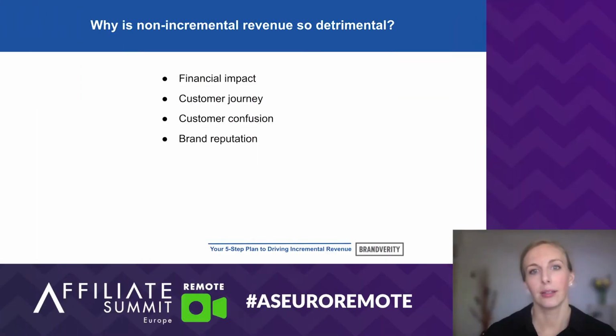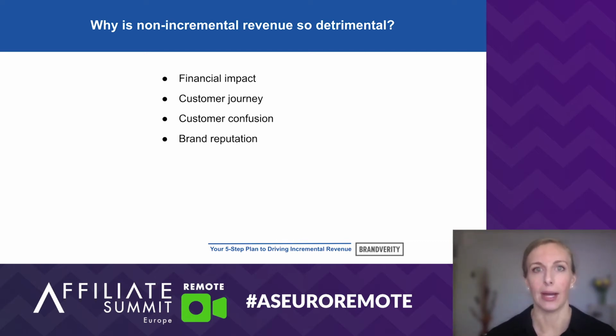So why is non-incremental traffic so detrimental in the first place? Well, we've talked a lot already about the financial impact. It does cost money to run an affiliate program, and you're investing heavily in your other marketing channels. So it's counterintuitive to be investing in a program that's just poaching money from channels you're already investing in. Not only that, but it does hurt the industry as a whole. It damages the value perceived by the industry and by the affiliate channel.